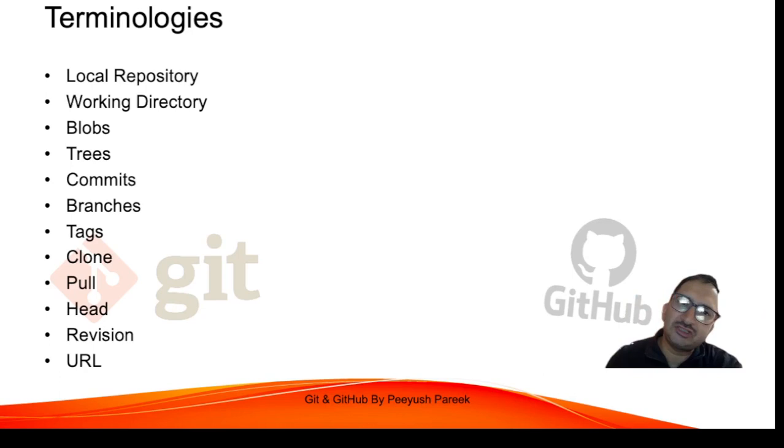These are all the basic terminologies that we will be going through during this course. We will repeat them: local repository, the local system copy; working directory, where we are working; blob, binary large object; tree, the hierarchy or architecture of the blobs and the different files; commit, submitting things to the tree; branches, creating a separate branch from a main trunk; tags, giving names to versions; clone, taking the repository from the remote to the local system; pull; push, pushing things from here to the global one; head, representing the current; revision, doing some changes; and URL, representing the current location of the Git repository.